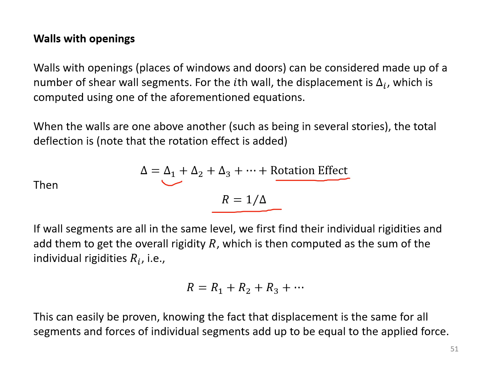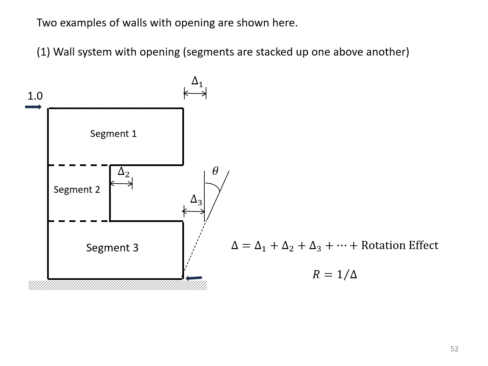If wall segments are all in the same level, in other words, you have, let's say, a one-story shear wall and there are openings in them, then you can simply add the R's when they are all in the same level. All right, and again, the proof of this is very simple, because if everything is at the same level, you get one delta for all of this. Okay, so here is some illustration of openings.